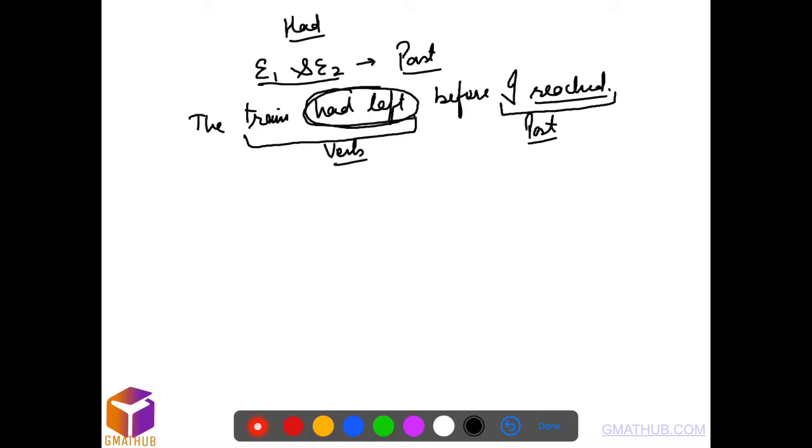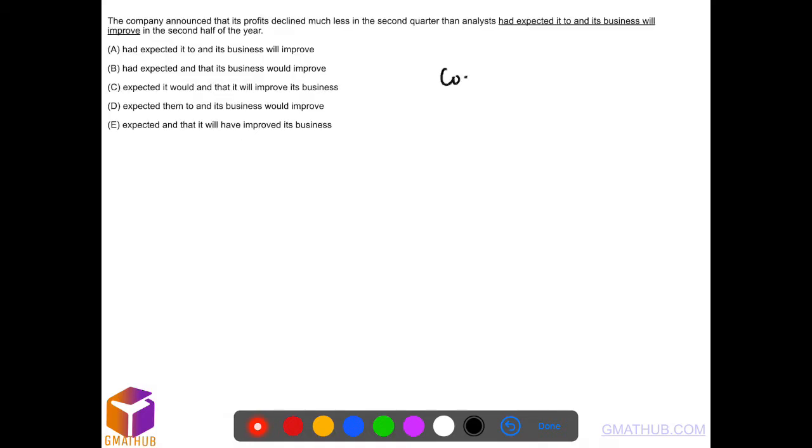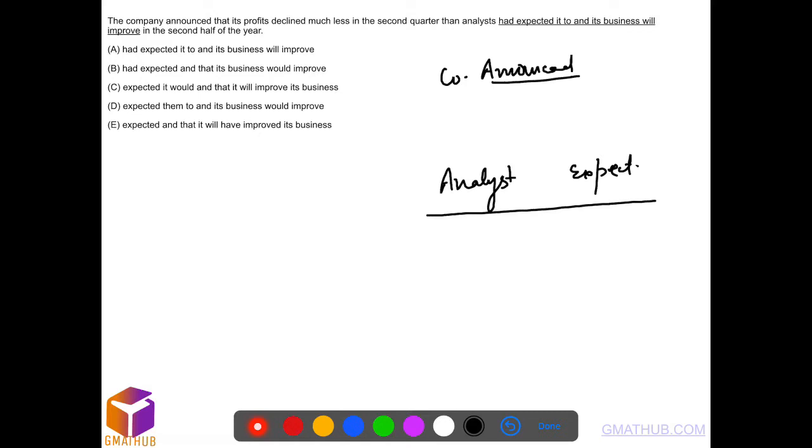The company announced and analysts expected, analysts predicted something. So which event happened earlier? The analyst predicting something, that obviously will happen earlier. Prediction will always happen before the results are announced. So analysts had expected. So C, D, E are out. Had expected is the right form.